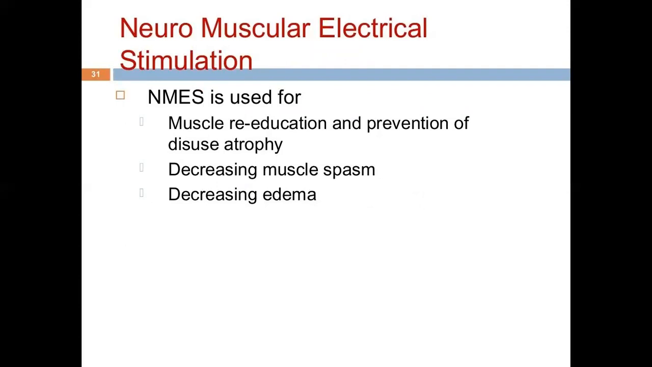Neuromuscular electrical stimulation, NMES, is used for muscle re-education and prevention of disuse atrophy. It is mostly used in patients with paralysis, paraplegia, weakness, and loss of sensation. It is also used in decreasing muscle spasm and decreasing edema.